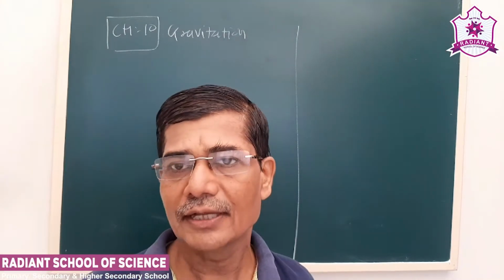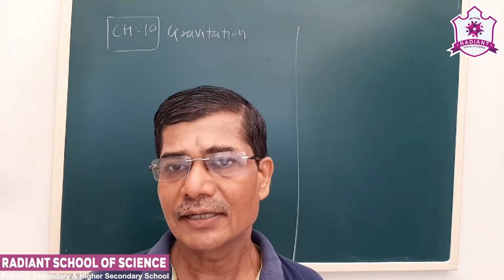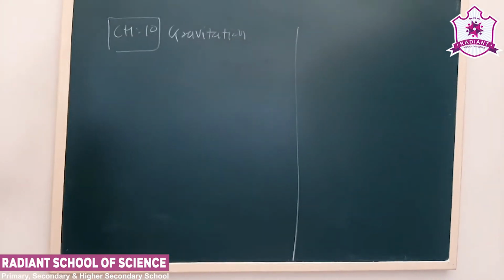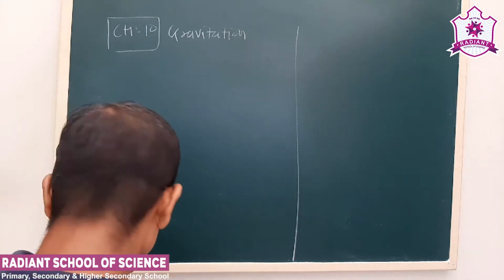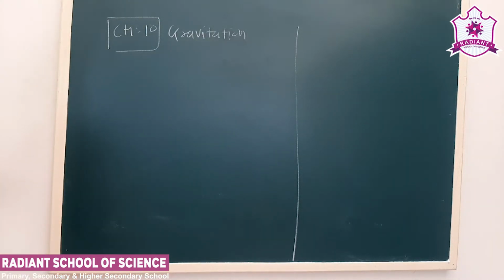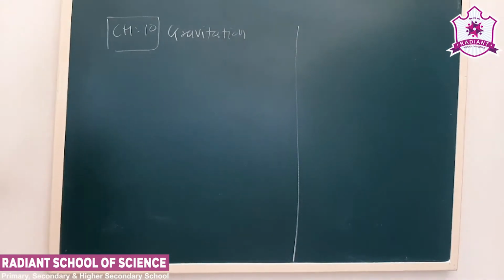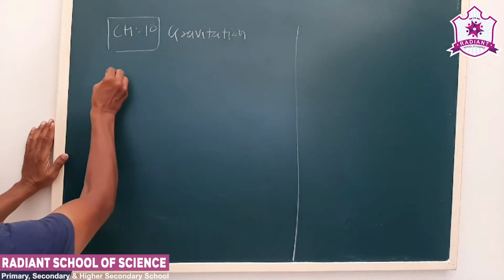Dear students, last time we completed examples of lesson number 10, that is gravitation, and we started exercise numericals. Last time we solved up to exercise sum number 10.3. Now we proceed further.